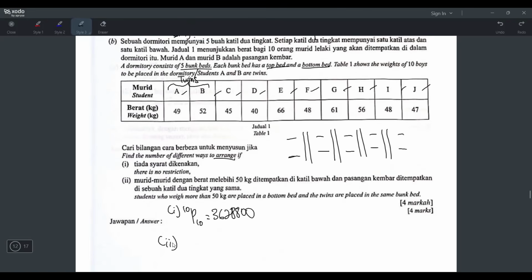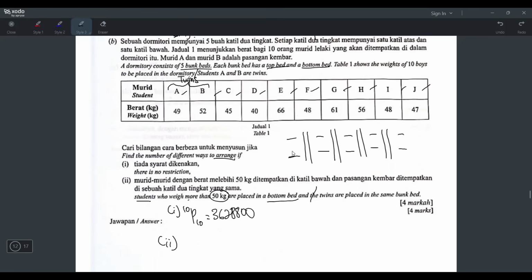For question 2, find the number of different ways to arrange if students who weigh more than 50 kilos are placed in the bottom bed and the twins are placed in the same bunk bed. Oh, got conditions already. Okay, so for a student that weighs more than 50 kg, you must sleep at the bottom bed, because if you sleep at the top bed, then the bed breaks, then you fall down, you land on the bottom guy, then go to hospital because you're too heavy already. Okay, so makes sense, huh?